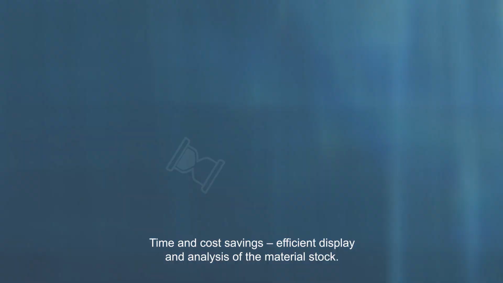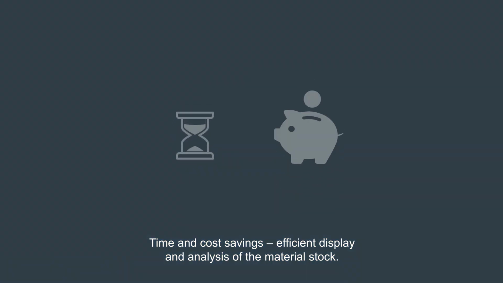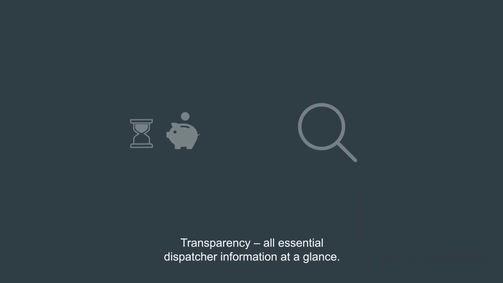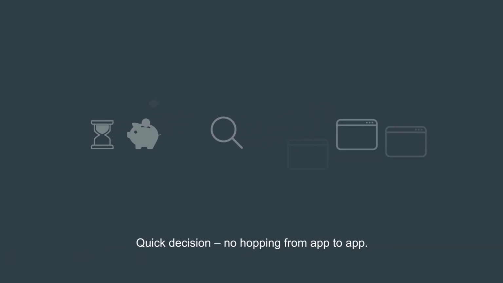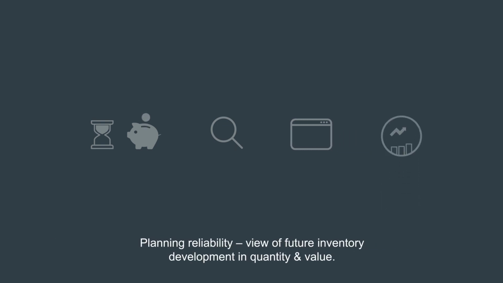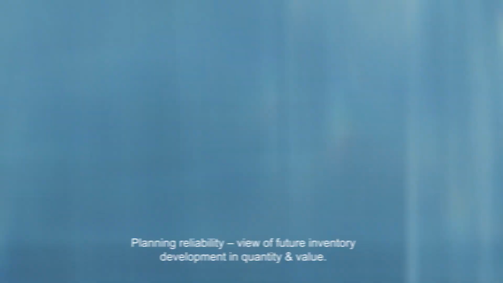Conclusion. Time and cost savings. Efficient display and analysis of the material stock. Transparency. All essential dispatcher information at a glance. Quick decision. No hopping from app to app. Planning reliability. View of future inventory development in quantity and value.